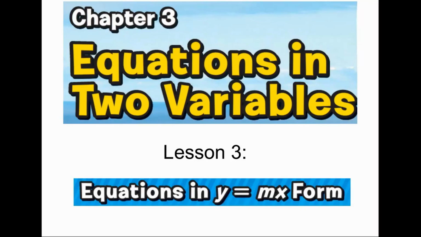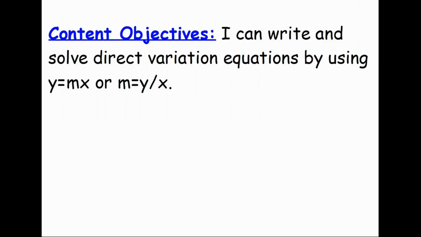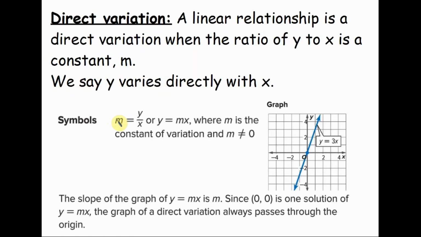Hello everyone, this is the third video of Chapter 3, Equations in y equals mx form. In this video, you can write and solve direct variation equations by using y equals mx or m is equal to y over x. Let's begin with what it means by a direct variation. A linear relationship is a direct variation when the ratio of y to x is a constant m.